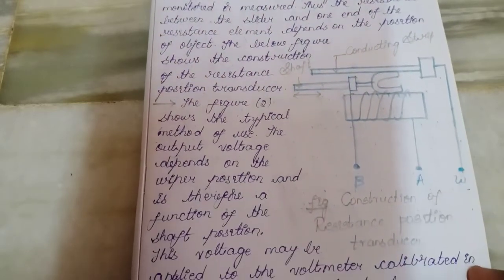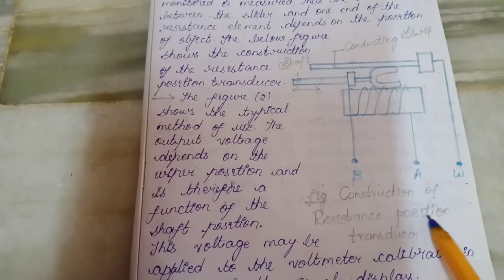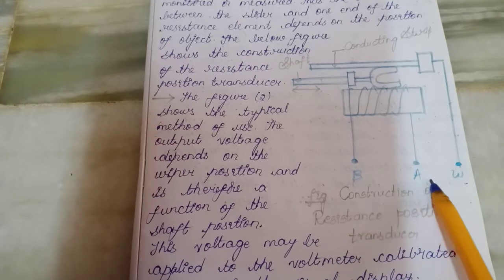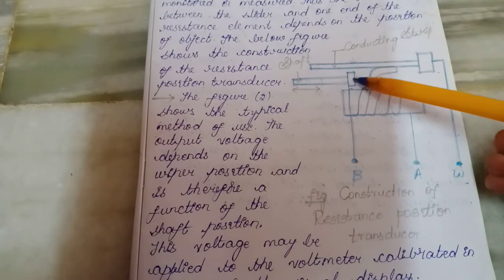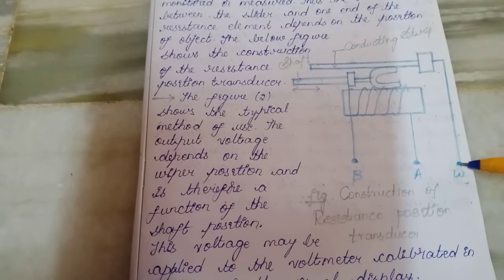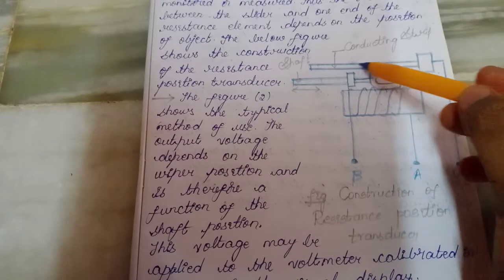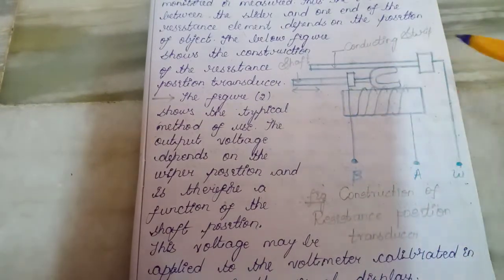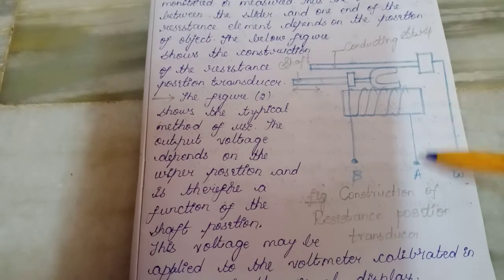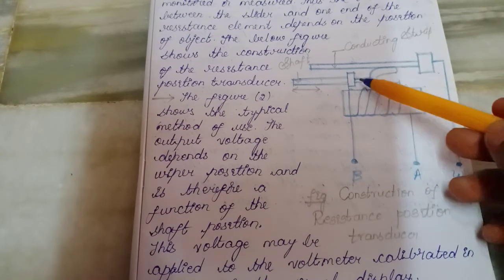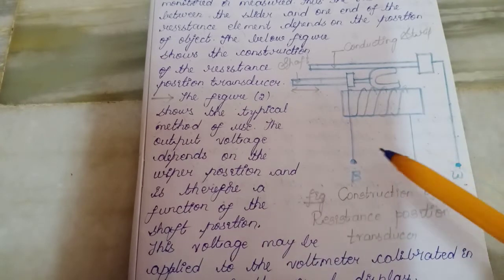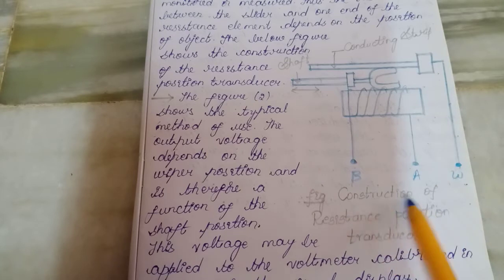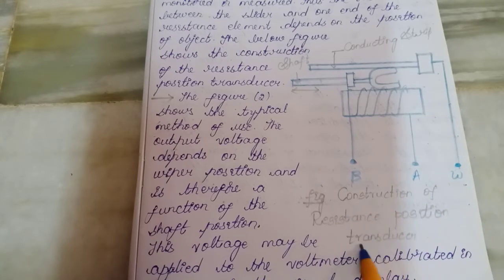This is the construction of the resistance position transducer. This is one end of the resistive element and this is the other end of the resistive element. This is the sliding contact and this is the weight, or the object, which moves. This is the conductive strip and this is the shaft. This sliding contact moves whenever a change happens in this shaft.